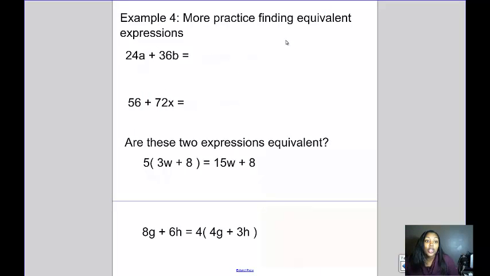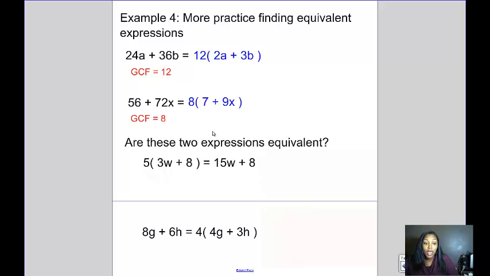So, more practice finding equivalent expressions. I have 24a plus 36b. I need to find their greatest common factor, which is 12. And once I know what the greatest common factor is, I divide both of the terms by the greatest common factor and then put the greatest common factor outside the parentheses. So this is going to give me 12 times (2a plus 3b). Then my next one, I have 56 and 72x. Their greatest common factor is 8. Remember, the greatest common factor goes outside the parentheses, and then you divide both of the terms by the greatest common factor, and that would give me 8 times (7 plus 9x).